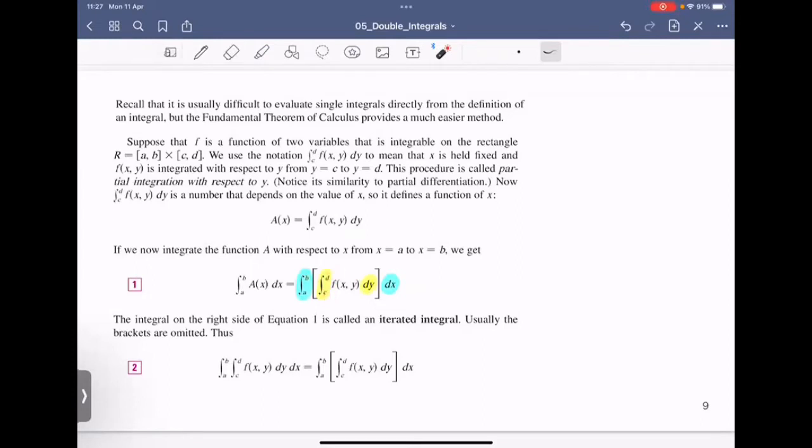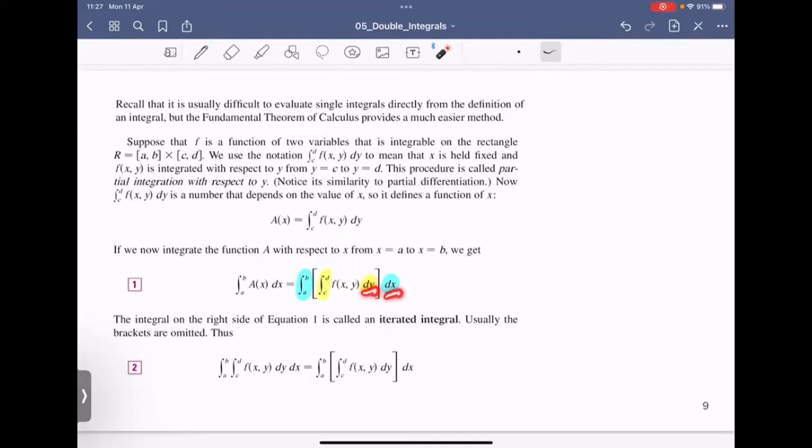Well, the idea of integration is the same as what you learned last week for differentiation. If you see the y, integrate with respect to y and keep x constant. If you integrate the x, it means you integrate with respect to x and keep y constant.